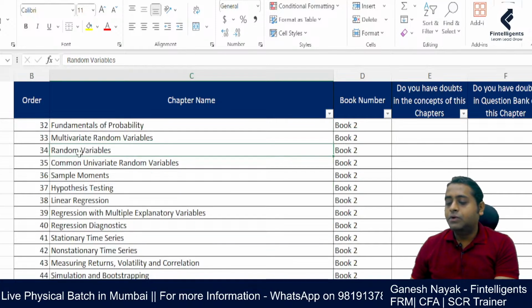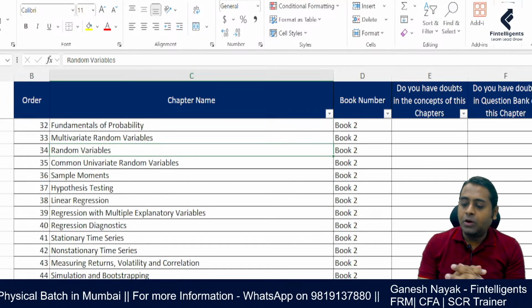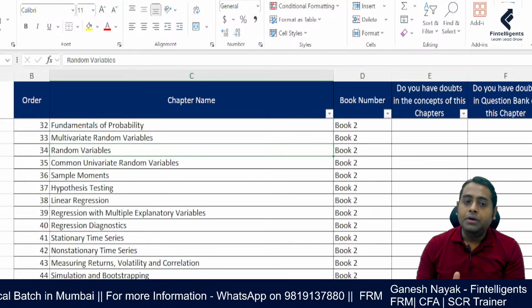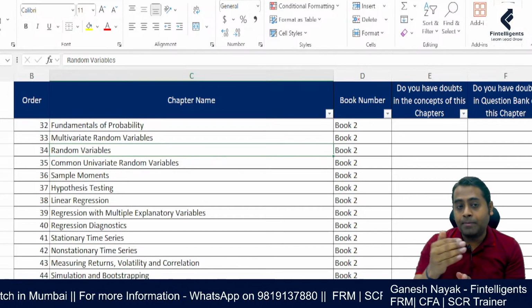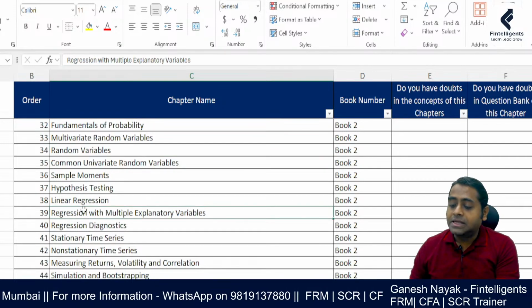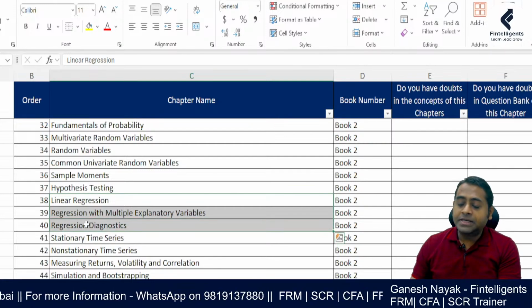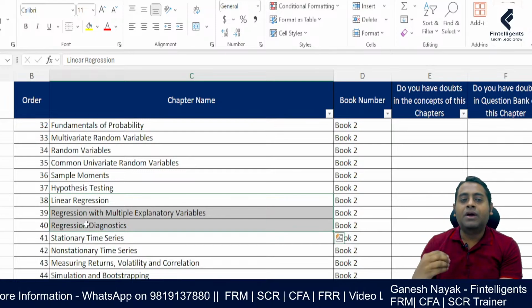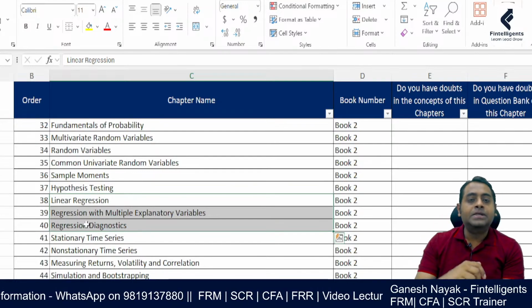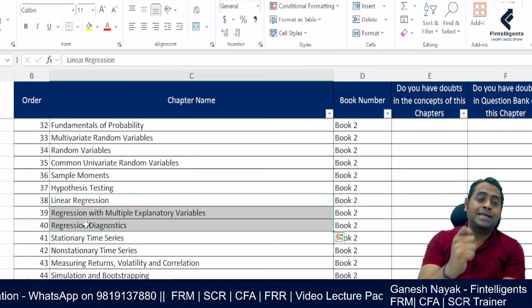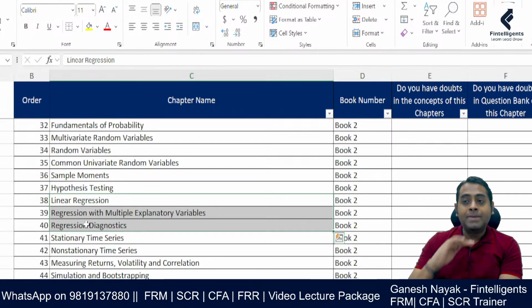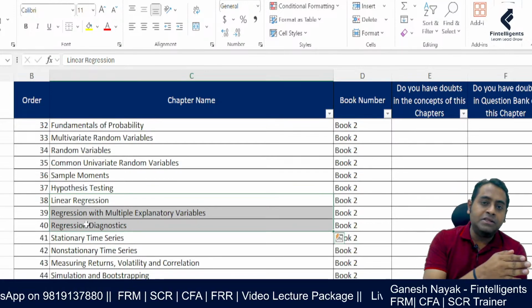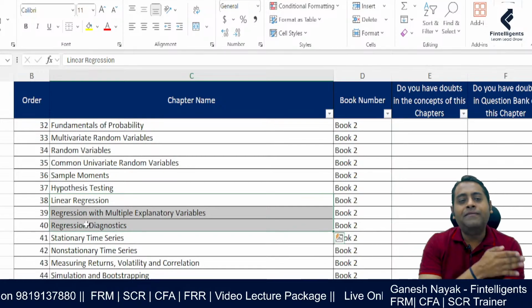Then you have random variable, common univariate variable. All of these chapters are important. Within regression, there are 3 chapters in a series which I have explained: regression, multiple regression, and then regression diagnostic. These 3 chapters are combined and asked together in the exam. So when you're revising, make sure that you revise all the 3 chapters in one go. Take 2.5 hours and complete everything together.